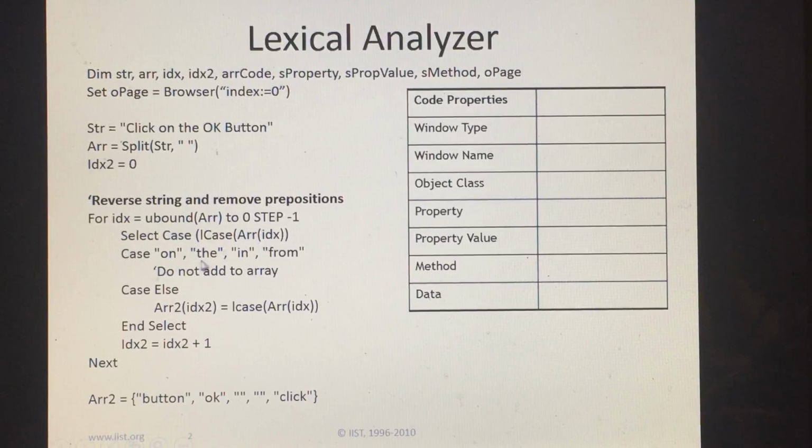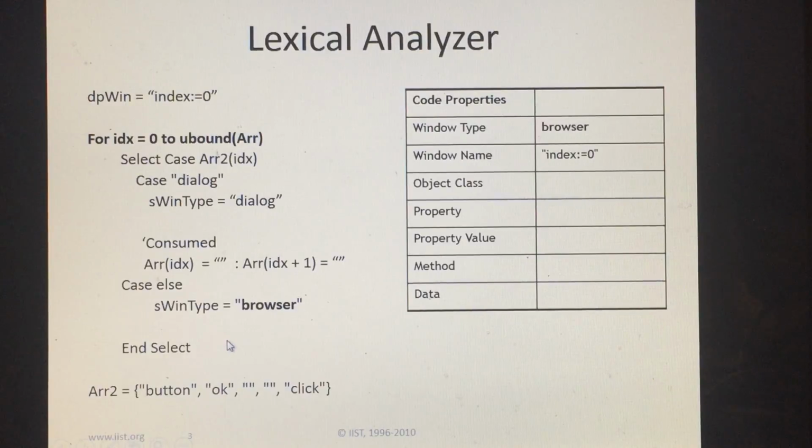And as we're going through, we're going to look for any of the prepositions in the English language and remove them, such as on, the, in, and from, and just leave us with what we should have as a method and a description, fairly close to a web element description of an object class. So once we've done that, we're going to go through the array and start looking up and trying to find little bits and pieces.